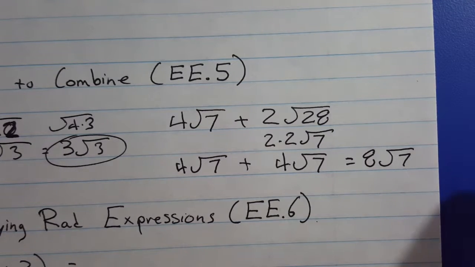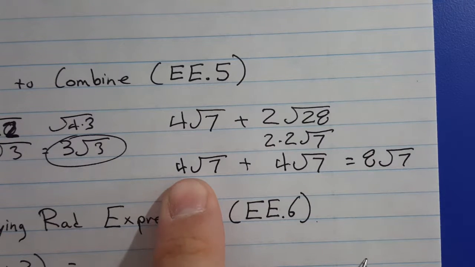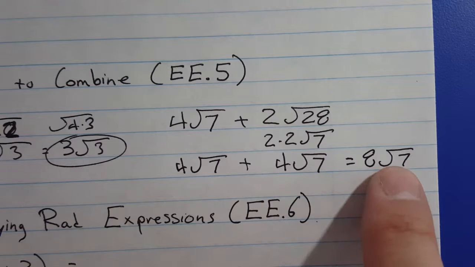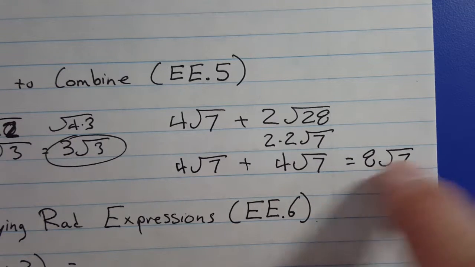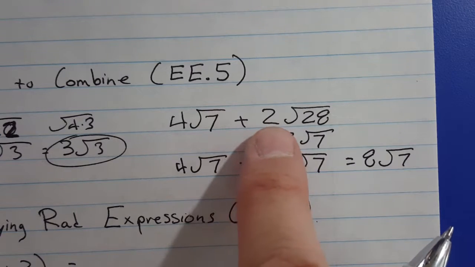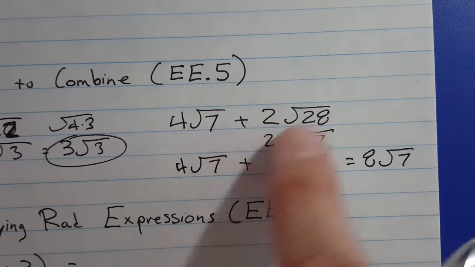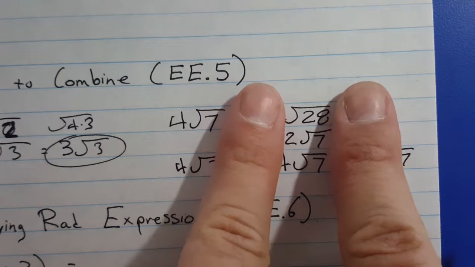It's just like adding and subtracting things, okay? If I had 4 things plus 4 things, I have 8 things. I don't change what I added together. It's still the square root of 7. Okay, so again, if you have a number already on the outside, keep it on the outside. Rewrite the radical as best you can.